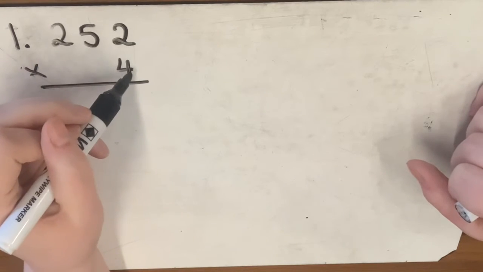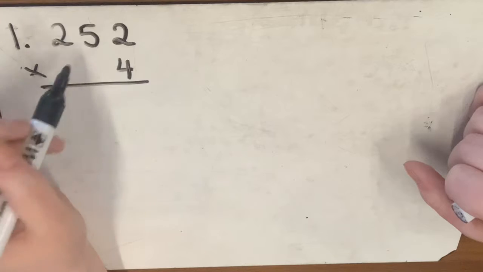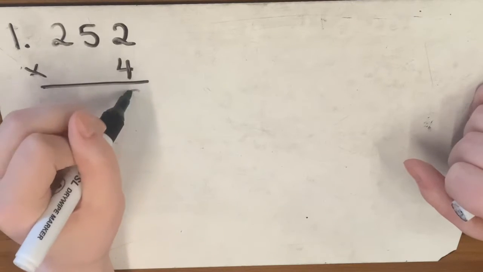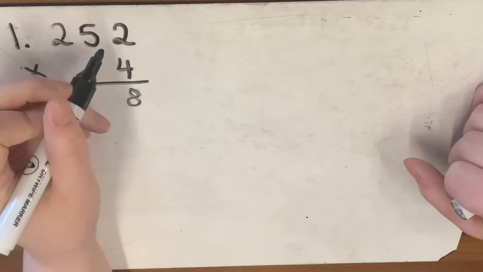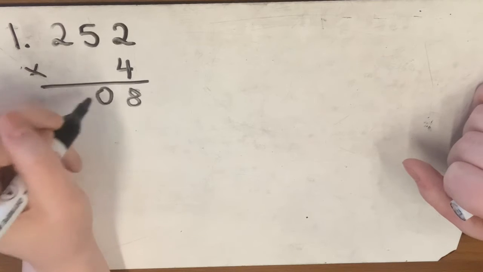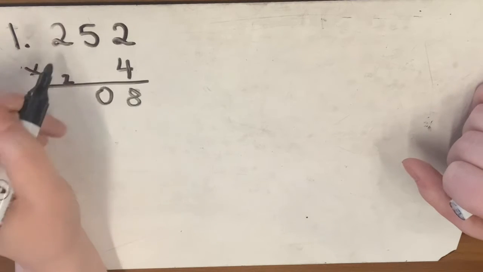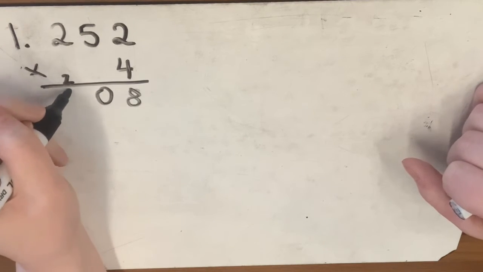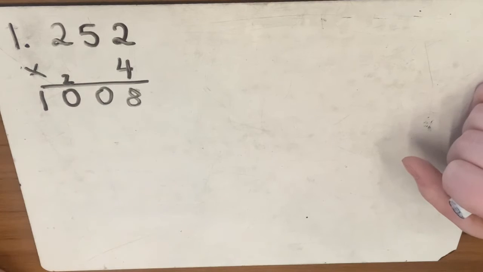So we start by multiplying by the smallest digit, which in this case is the unit. So 2 times 4 is 8. Next one, 4 times 5, or 5 times 4, is 20. So I carry my 2. 2 times 4 is 8, plus my 2 is 10. Okay, so we've got 1008 for our answer.